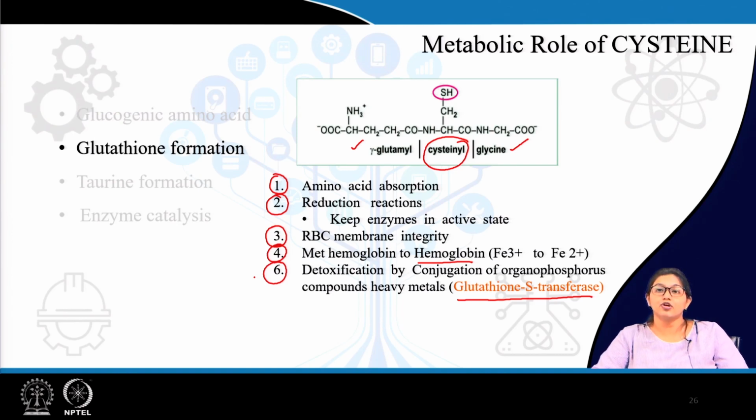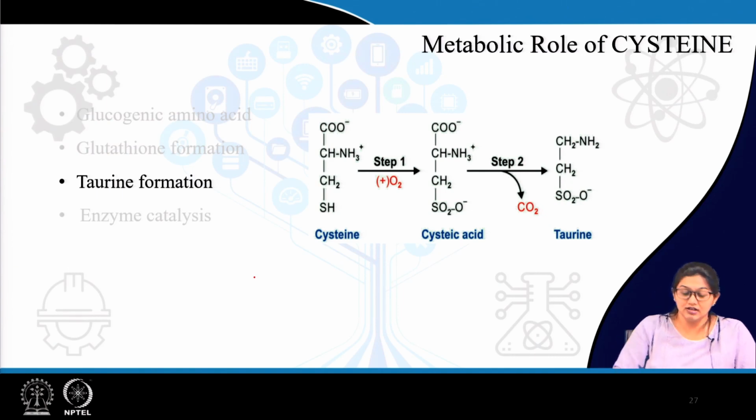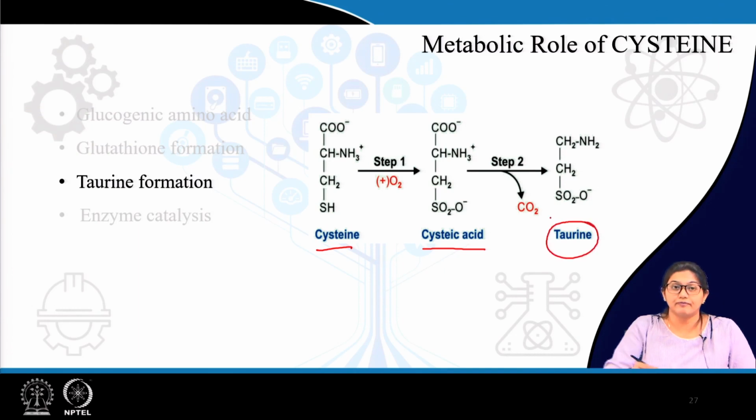Next, another important product is taurine, which is formed from cysteine. Remember, taurine was important in the formation of bile acids, taurocholic acid and taurochenodeoxycholic acid, both formed from taurine. Now, this taurine is formed from cysteine. Here you can see cysteine forms cysteic acid, which undergoes decarboxylation to form taurine.